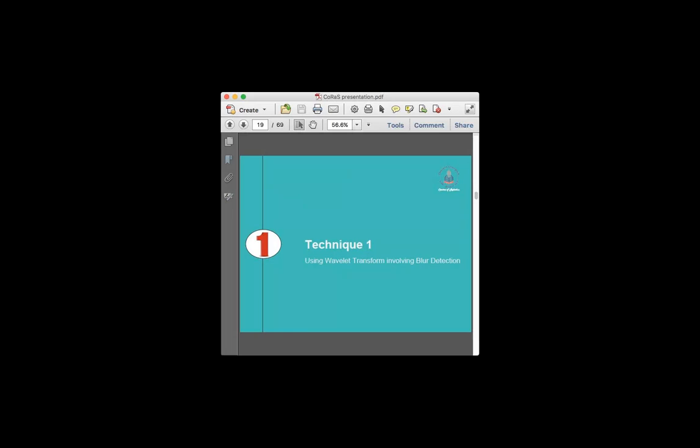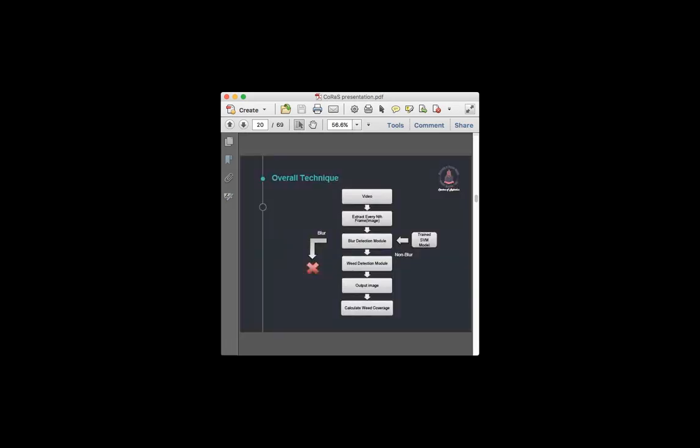Next slide. So this is our overall technique. We take the video, we extract every nth frame, because if the camera is operating at 30 hertz, it is not possible to process every frame. So we took every nth frame from that.